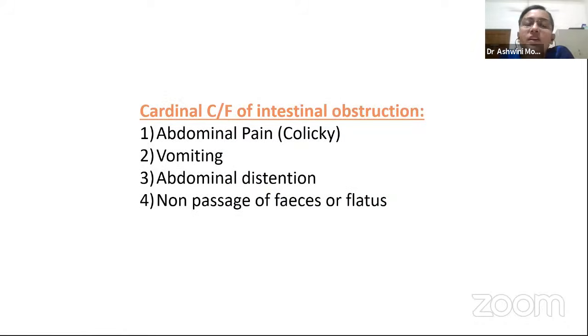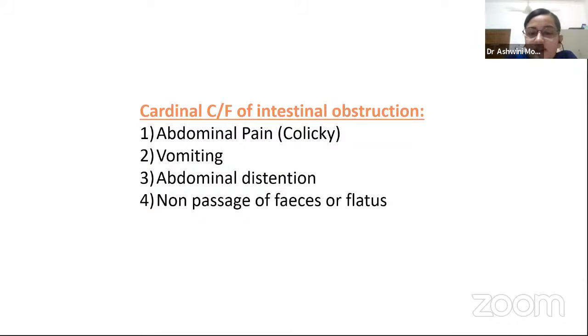So what are the cardinal features of intestinal obstruction? What complaints will the patient bring when he comes with intestinal obstruction? That will be abdominal pain most commonly. Another is vomiting, abdominal distension, and no passage of feces and flatus.